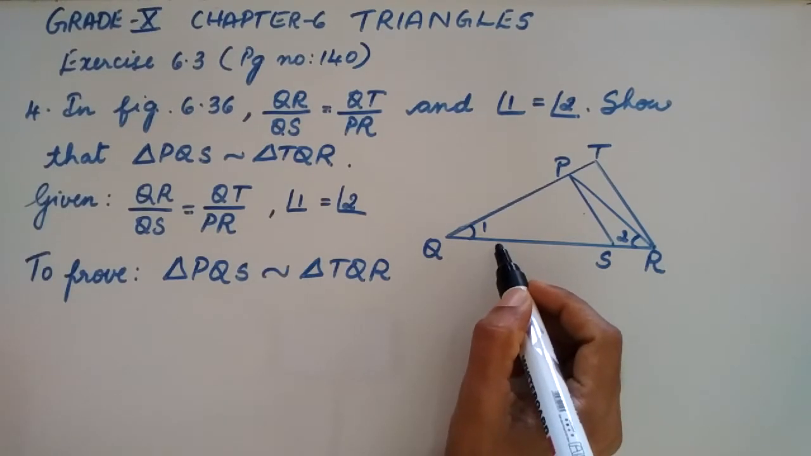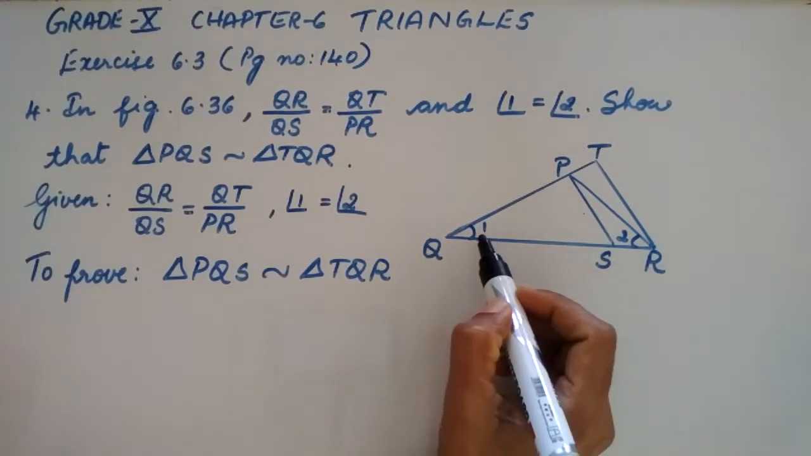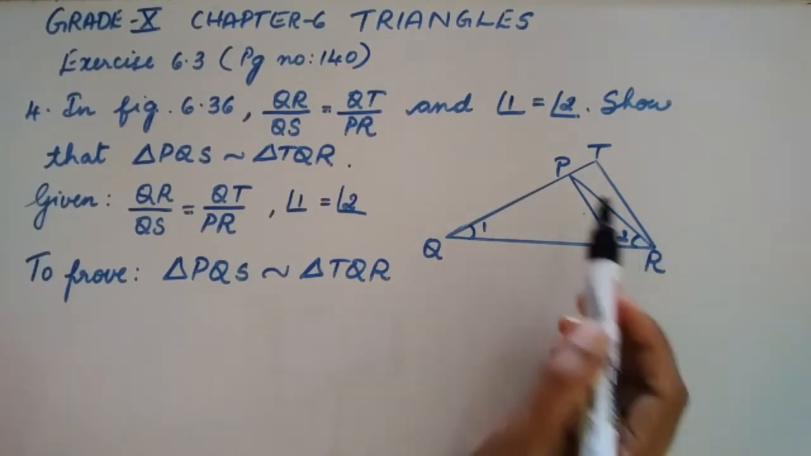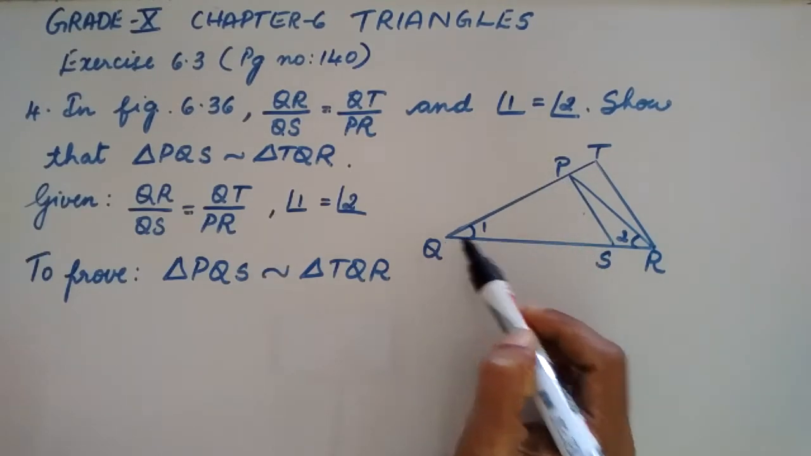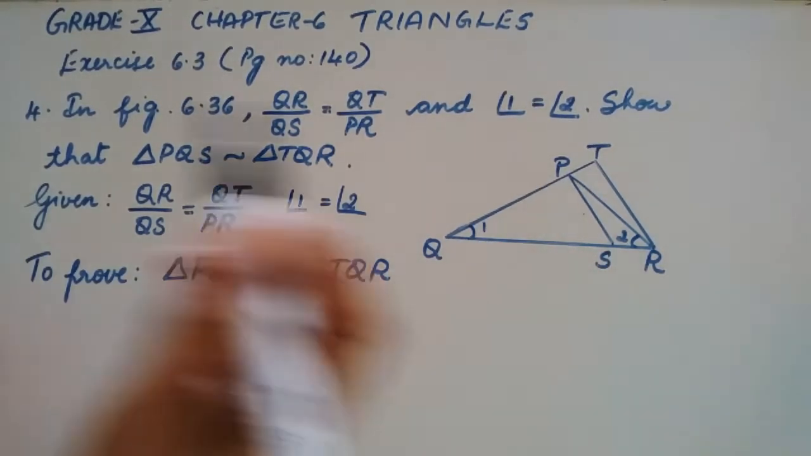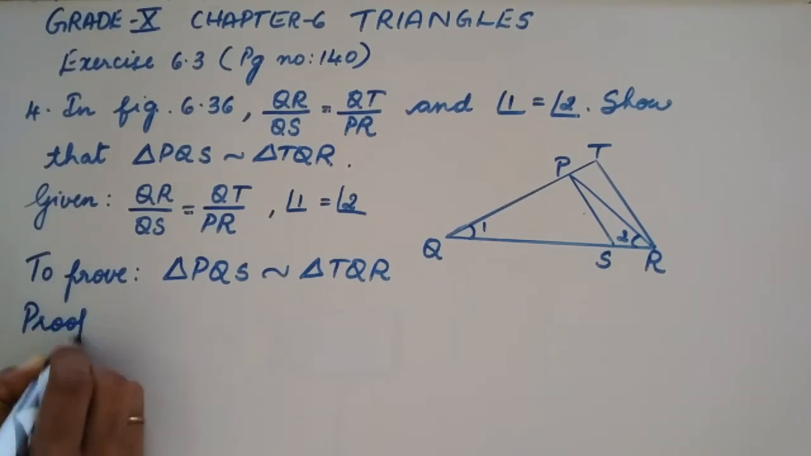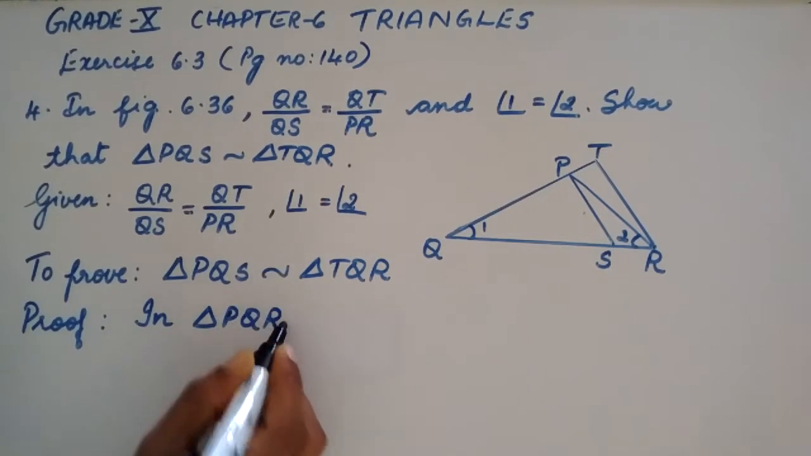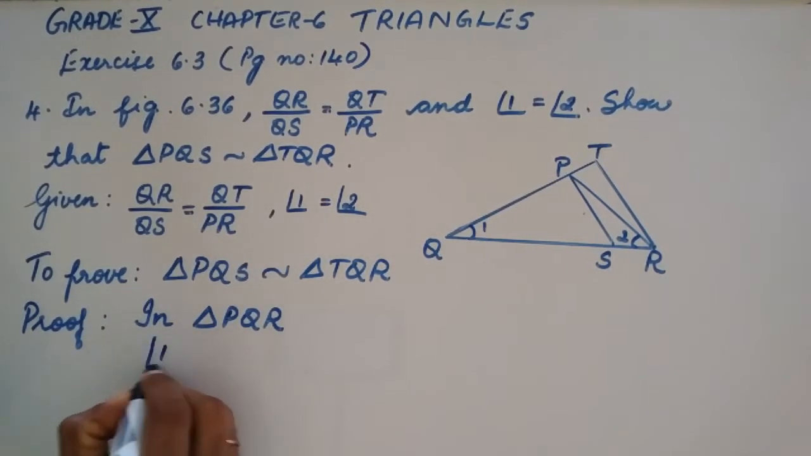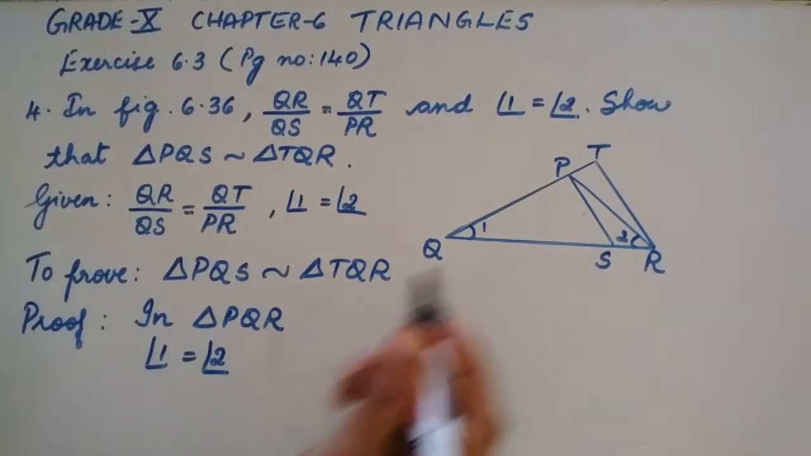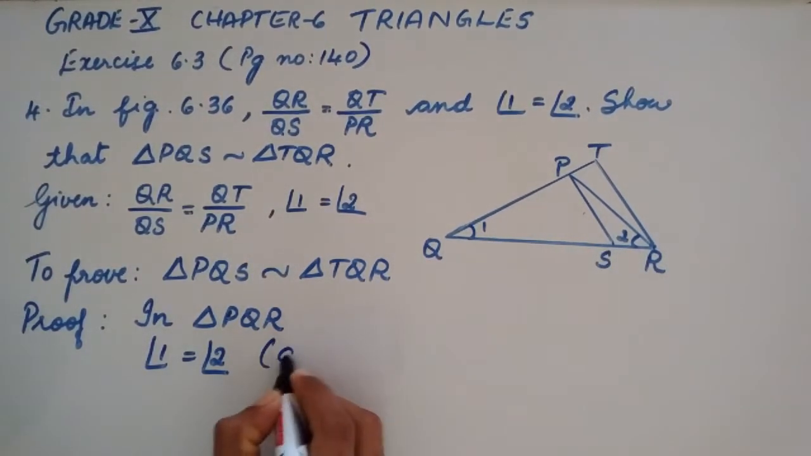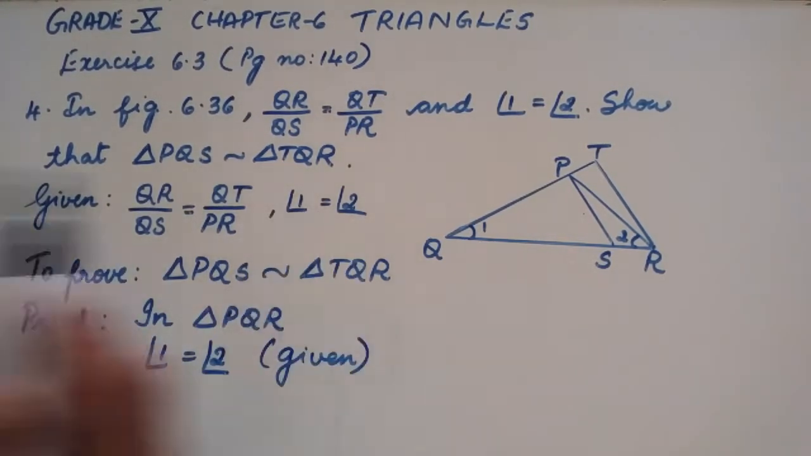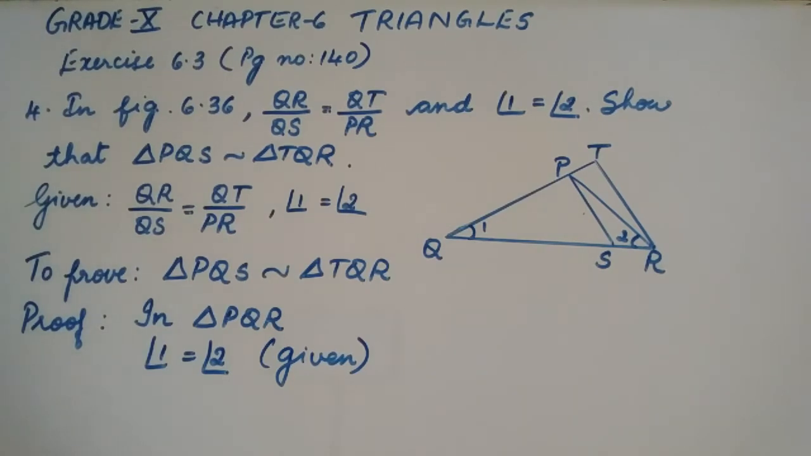Now, observe the figure here. Angle 1 and angle 2, both these angles come in triangle PQR, isn't it? Yes. So, in triangle PQR, angle 1 is equal to angle 2. So, this is from given.